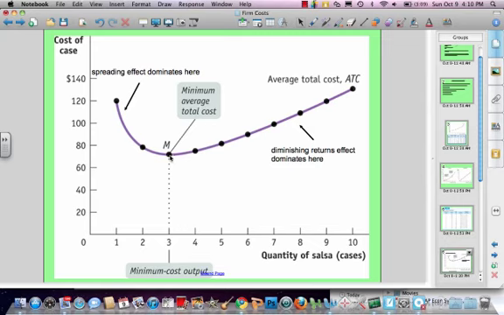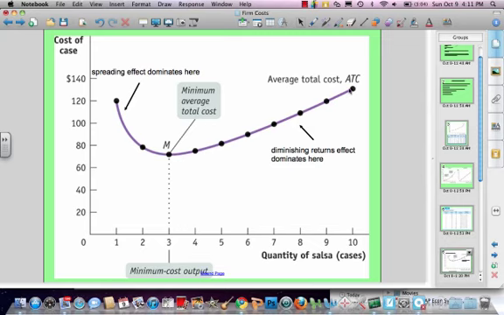As you increase the number of units of output past what's called the minimum average total cost point, you start seeing, again, an increase in the average total cost curve, and that increase is due to something called the diminishing returns effect. The diminishing returns effect simply exists because, as we've seen before, each additional unit of labor or each additional unit of input that is used to create more and more outputs has less of an overall return than the units before it.